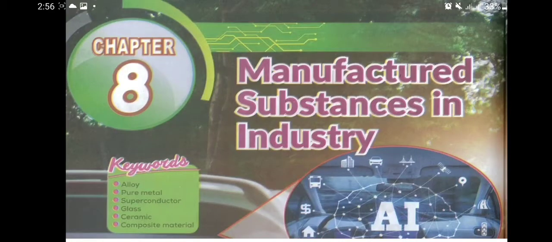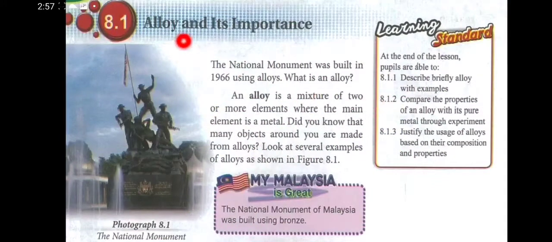This is Chemistry Form 4 Chapter 8 Manufactured Substances in Industry. Some of the keywords we will learn in Chapter 8 are alloy, pure metal, superconductor, glass, ceramic, composite material. But today we will cover alloy. Alloy and its importance, 8.1. At the end of this lesson, you are able to describe briefly alloy with examples, compare the properties of an alloy with its pure metal, and also justify the usage of alloy based on their composition and properties. This one, photograph 8.1, the National Monument.